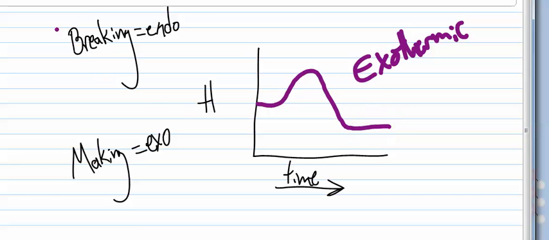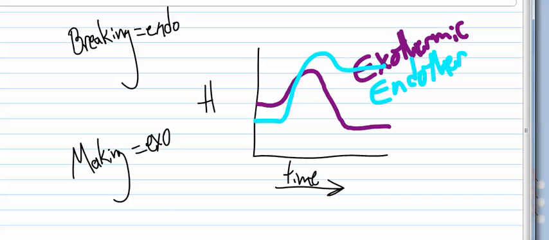Okay? Now there are other reactions where you start off with a certain amount of energy, and you put in the energy to break those bonds, and then the products that you get are here. When that happens, that's called endothermic. This reaction in this turquoisey color wouldn't happen unless you put in heat. So that's endothermic.